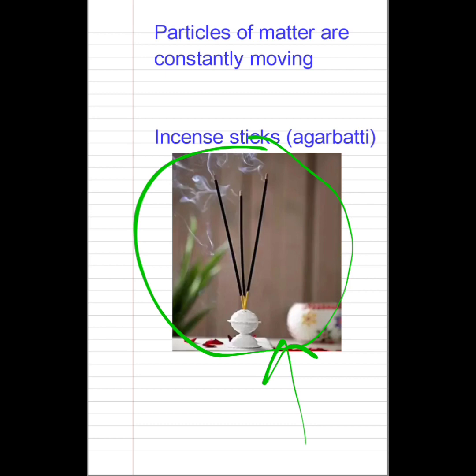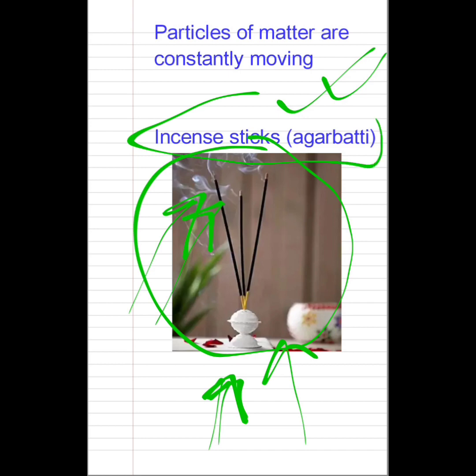This is the reason that particles of matter are constantly moving, and due to this we can smell the fragrance of the agarbatti. These gas particles, or the smoke particles of the agarbatti, move from their original place to the entire room.